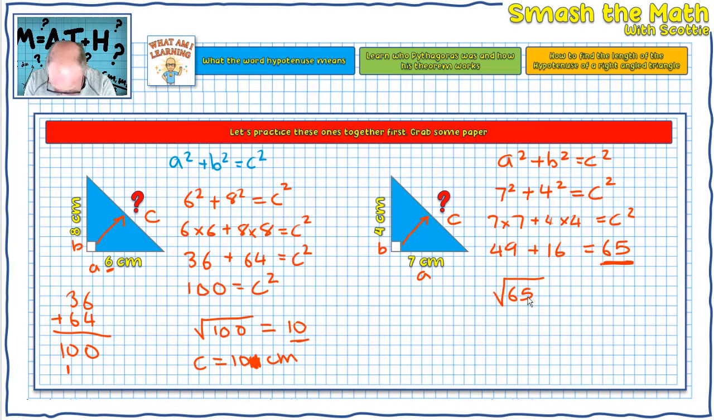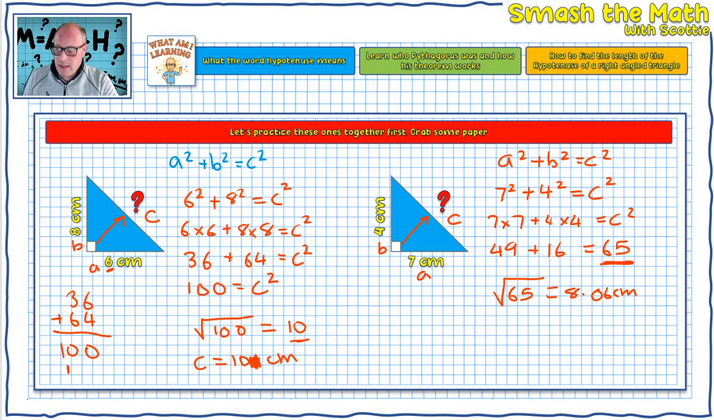So the square root of 65, if I'm rounding it to 2 decimal places, is 8.06, and in this case it's centimetres. Okay, so that side C is 8.06 centimetres long. Okay, let's do 2 more examples, and then you can have a go at some.